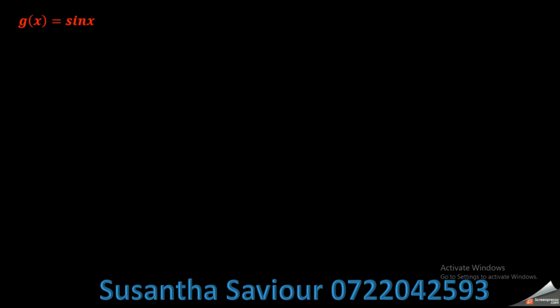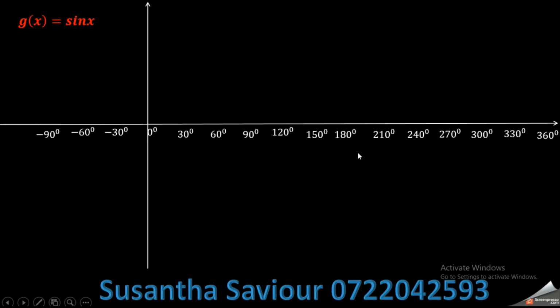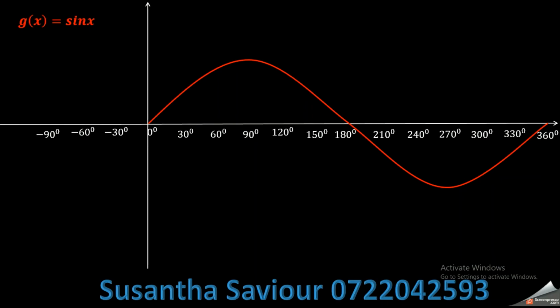This is another function, g(x) equals sin x. We will look at the sin x curve first. Sin x is a curve like this, starting from 0 and then coming to the maximum value 1 at 90 degrees, and then becoming 0 again, minimum value -1 at 270 and 0 again at 360, and this is repeating. Okay, now we will look at some transformations of this.